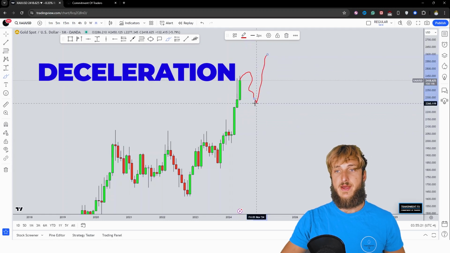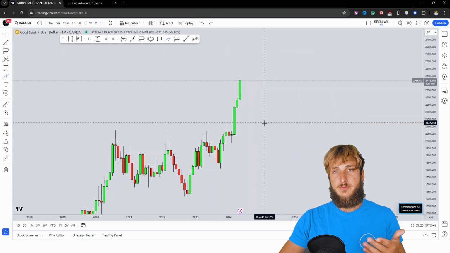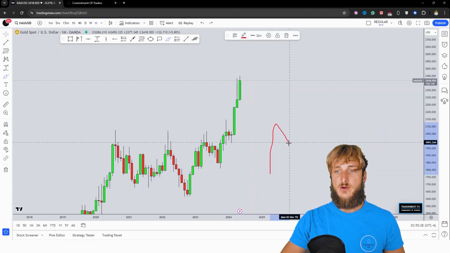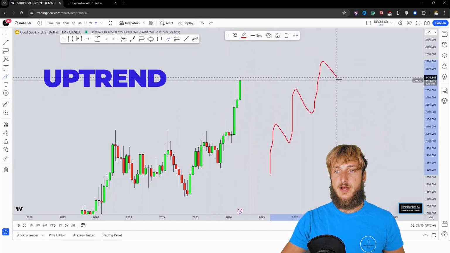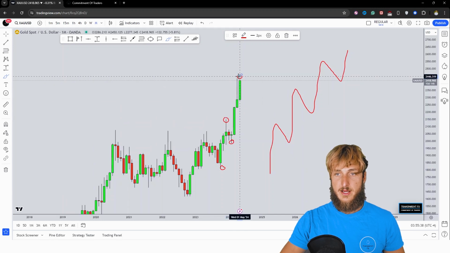At that point, we could expect a correction and then more continuation to the upside, because in an uptrend, what you would expect is for the market to continue to create higher highs and higher lows. Now, in this case, we have the previous low here, then a higher low. At the same time, we had a high. Now we're getting a higher high.